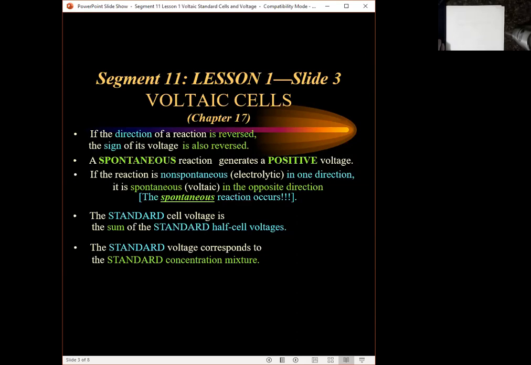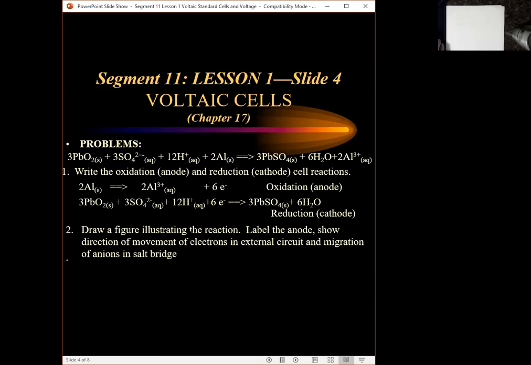Remember the standard set of concentrations, and when we talk about voltages, it'll be voltages with little superscripts over them, would be the standard voltage. And the reaction that's going to take place is the one that generates the positive voltage.